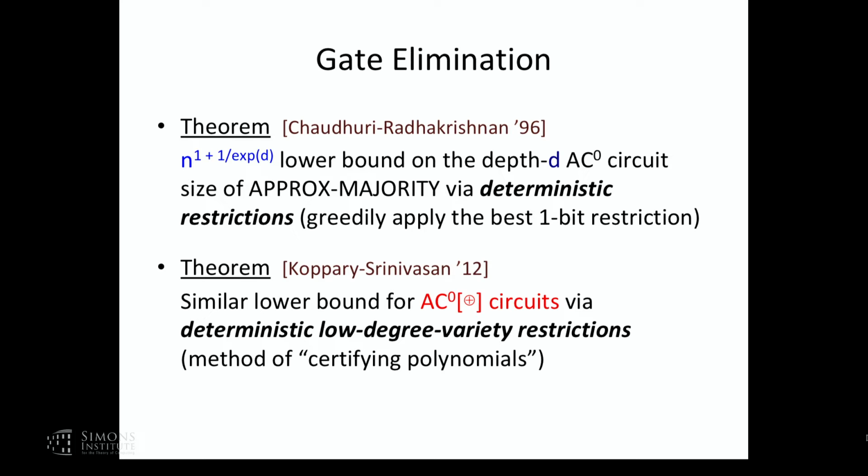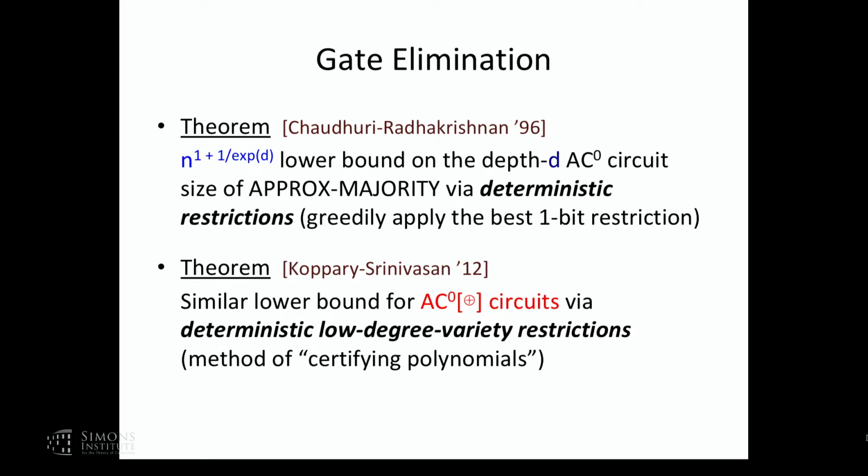And a very nice algebraic version of this technique, which I wanted to mention from this paper, gets essentially the same lower bound for AC0 circuits with parity gates via deterministic restrictions, which are actually low-degree varieties, so the zero set of some low-degree polynomials. This goes by the name of the method of certifying polynomials. It's interesting; it's maybe the only application of restrictions in the AC0 with parity gate setting.